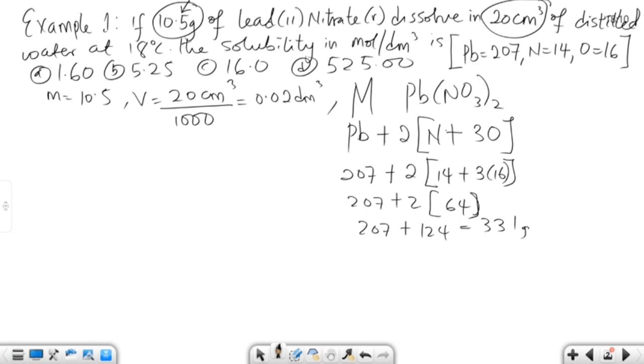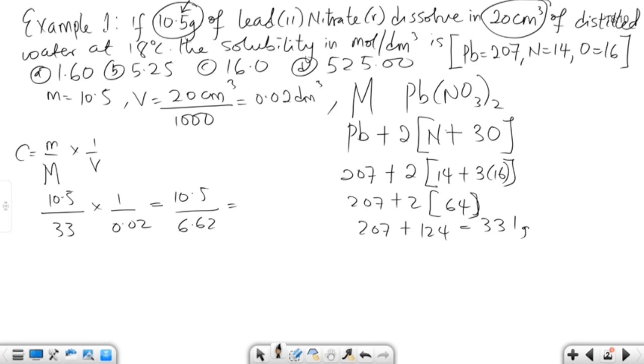Factoring all this into the formula, C equals m over big M times 1 over V, we are going to get 10.5 over 331 times 1 over 0.02. From here we have 10.5 divided by 6.62. When you solve for that, you are going to get 1.586, which is approximately 1.6. So your answer to this question is A.